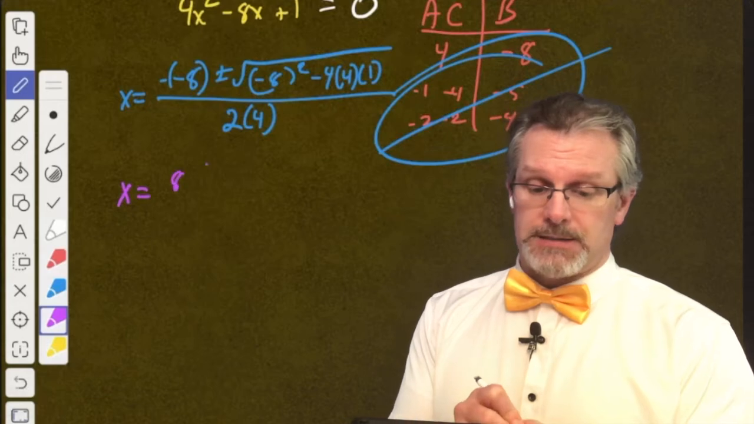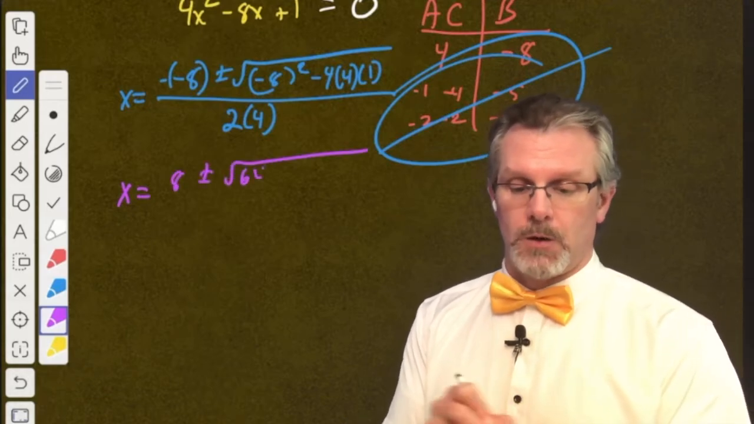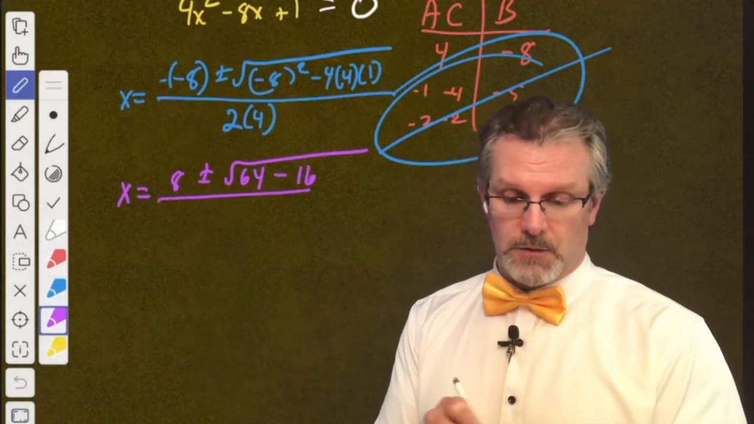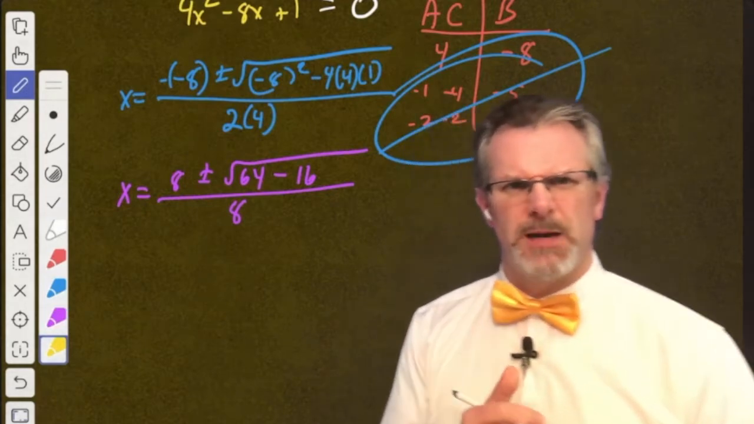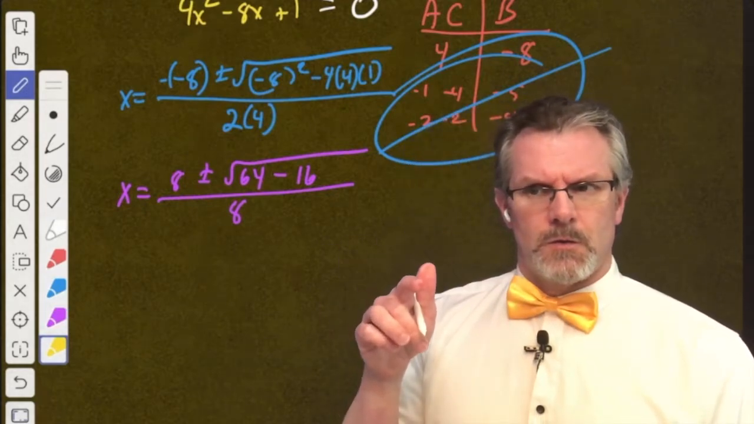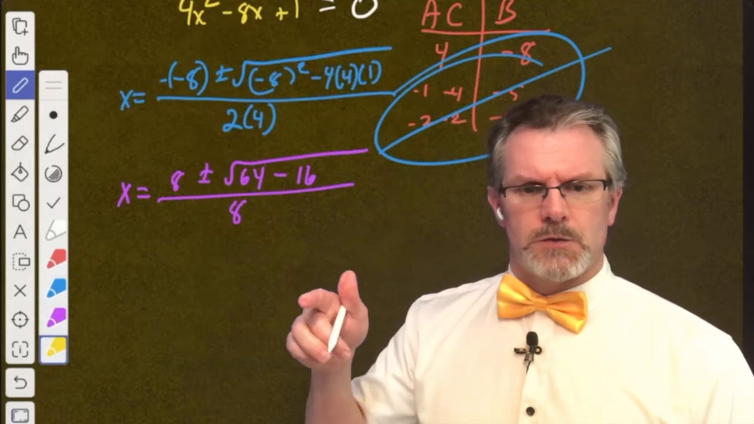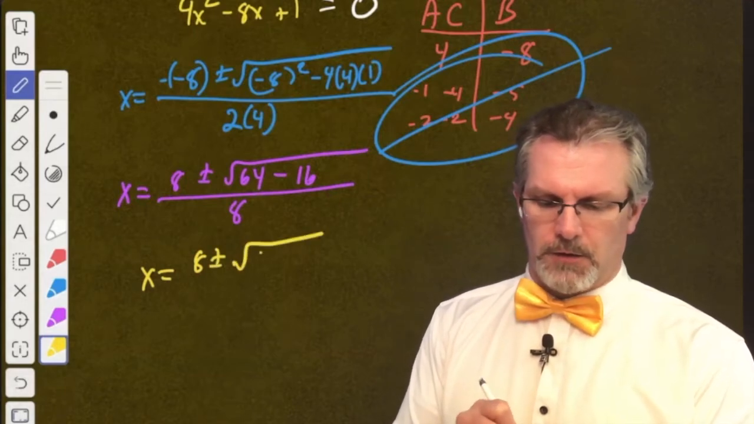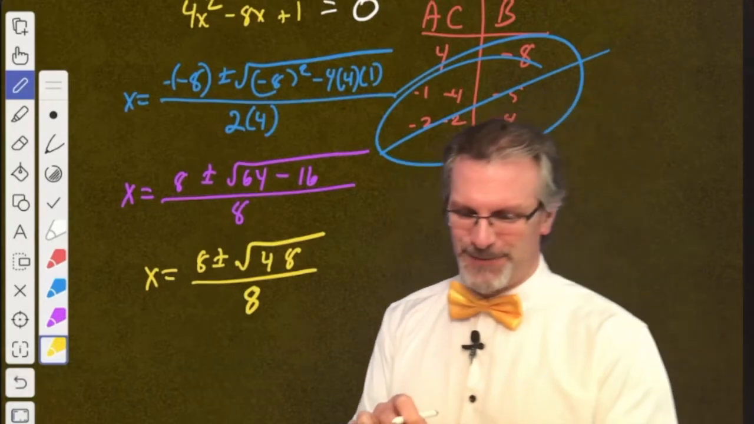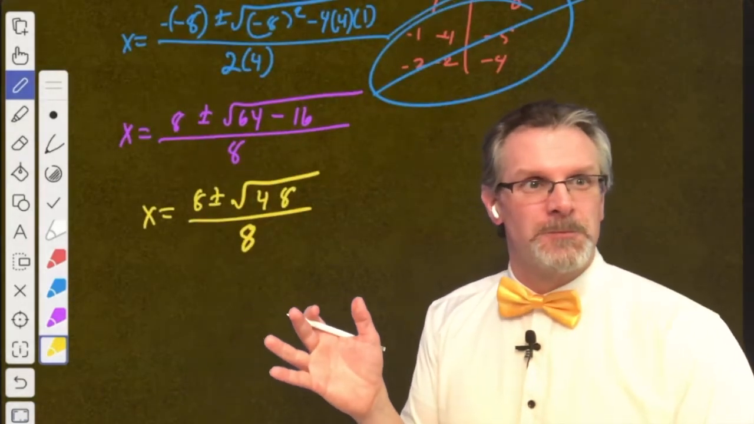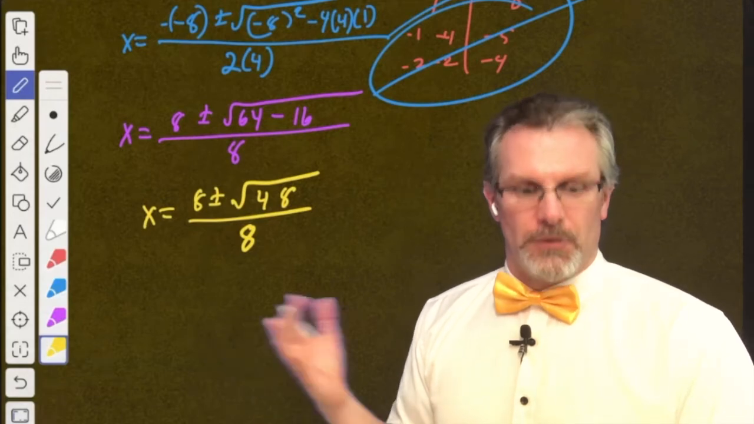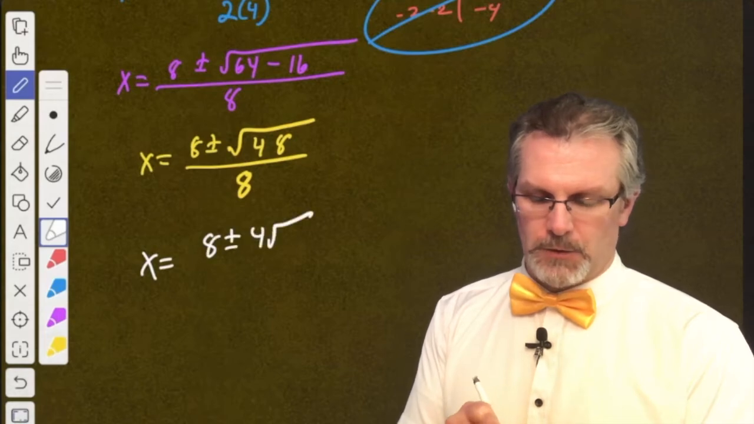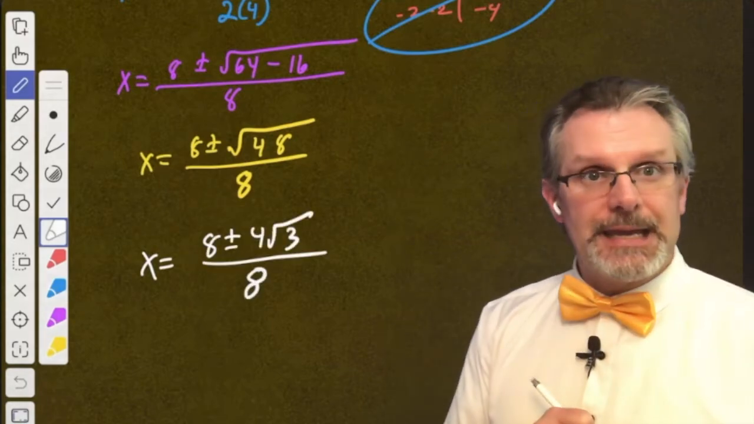All right, we'll go ahead and clean this up a little bit. Opposite of negative 8 should be a positive 8, plus or minus the square root of 64, minus, let's see, 4 times 4, 16 times 1 is 16. 64 minus 16, all over 8. 64 minus 16. Carry the 1, 14 minus 6 is 8. Okay, so x equals 8 plus or minus the square root of 48 over 8. We've done this 62,000 times, right? You know that the square root of 48 is 4 square roots of 3. So x equals 8 plus or minus 4 square roots of 3 all over 8.